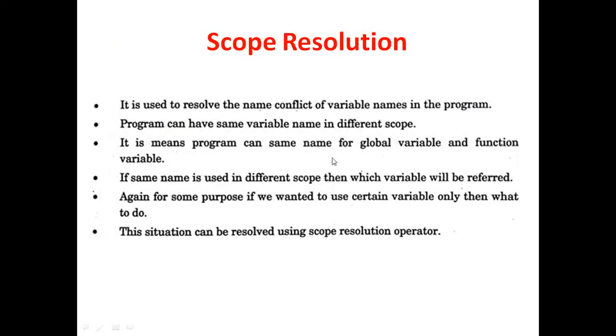Now we'll see the next very important topic, which is called scope resolution. It is used to resolve the name conflict of variable names in a program. This means, for example, we can write a variable and assign a particular value for that variable, and that variable we can use a number of times with different values. So the conflict of the same name or the same variable in one program cannot occur. We'll see how to resolve this problem with an example.